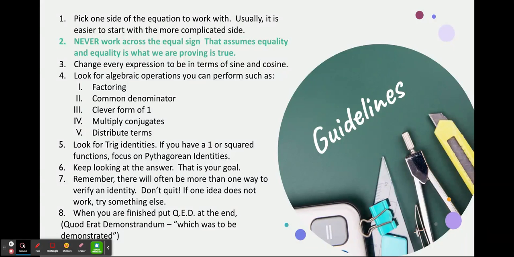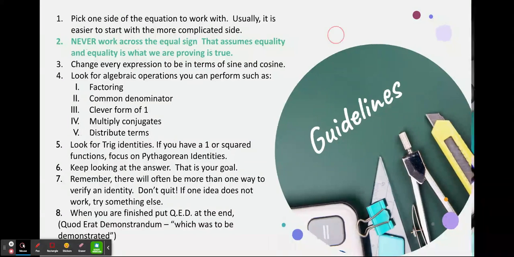Number 7, remember, there will be more than one way to solve an identity or to verify an identity. So don't quit. If something doesn't work, sometimes you just need to stop and try something new. And number 8, when you're finished, put QED at the end. It is a Latin phrase which means which was to be demonstrated. Often at the end of proofs, mathematicians will write QED.